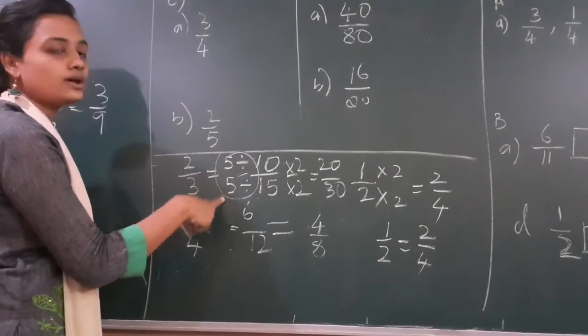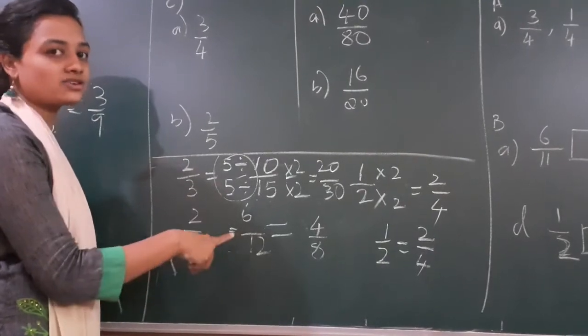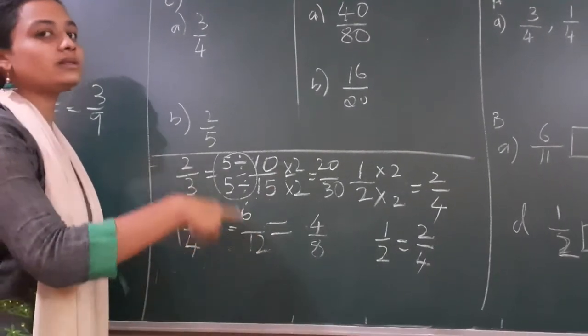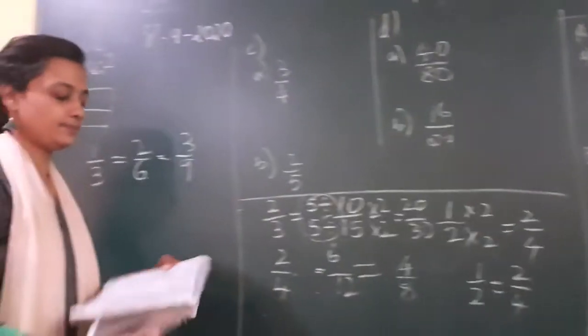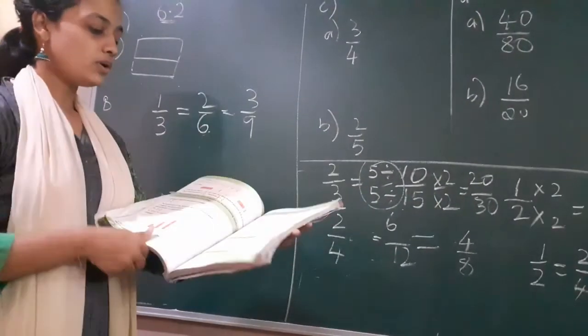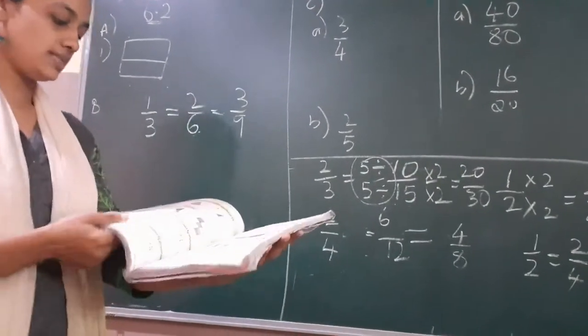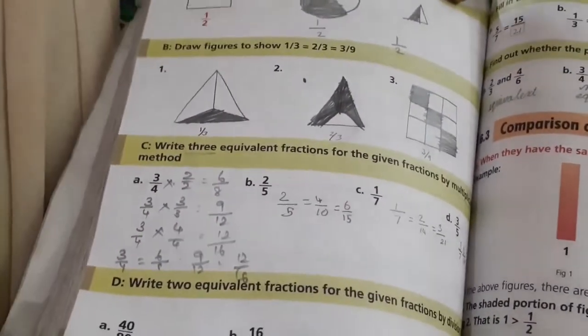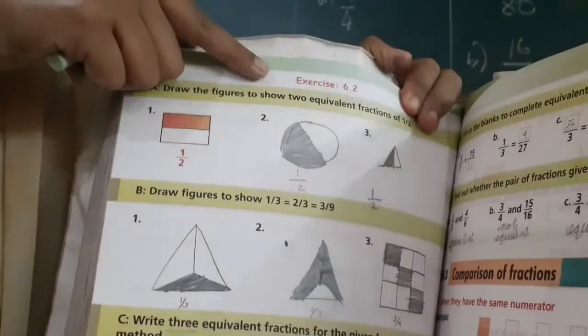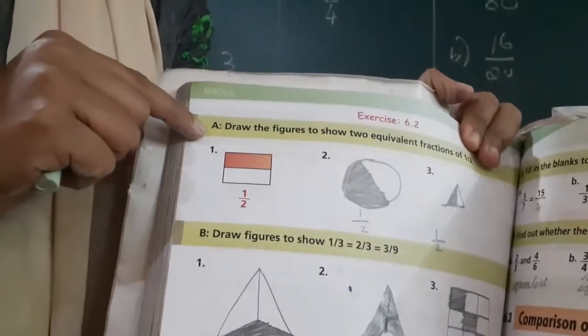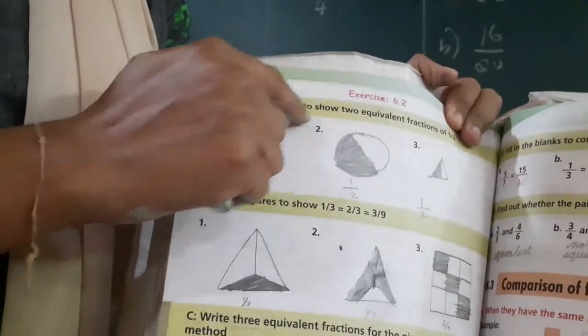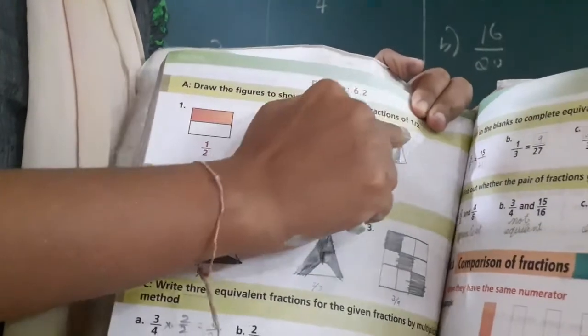Okay, children, you understood how to find an equivalent fraction, both the methods? Now we will go and write the exercise task. Now all of you will take page number 132, exercise 6.2. So what is the first question here? Draw the figures to show the equivalent fractions of half.